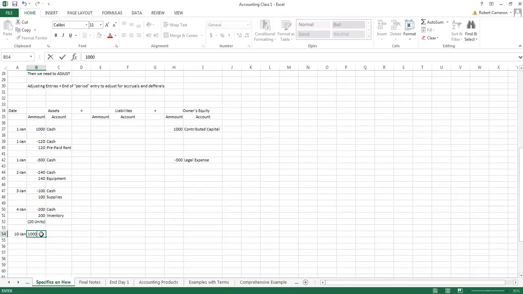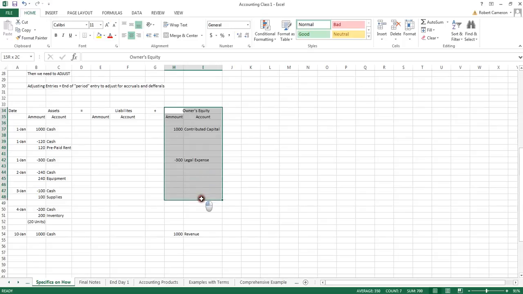So we get $1,000 in cash, and then over here we finally have $1,000 in revenue. Yay! So we got cash for selling, and this is revenue. That's pretty self-explanatory. It makes sense. It's owner's equity, what's involved with the ownership of the company. Well, everything's involved with the ownership of the company. But again, it's not a liability. It's not something we owe anyone. So it's owner's equity. Contributed capital, legal expense, revenues and expenses and contributed capital, they go in this owner's equity.